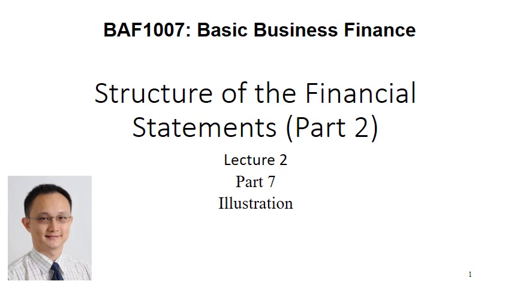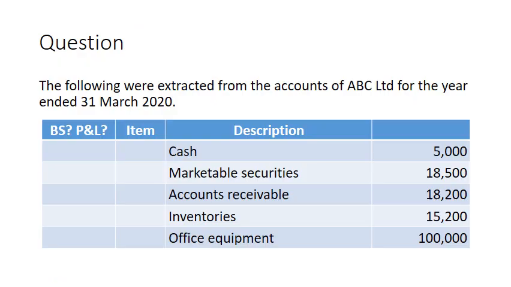Today's topic is Structure of the Financial Statement, Part 2, Lecture 2, Part 7, Illustration. The question is, the following were extracted from the accounts of ABC Limited for the year ended 31st March 2020.